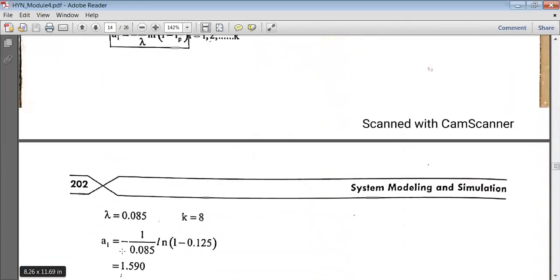So lambda is equal to what? The formula is 1 divided by x bar. So 1 divided by x bar, you will get the value of lambda.